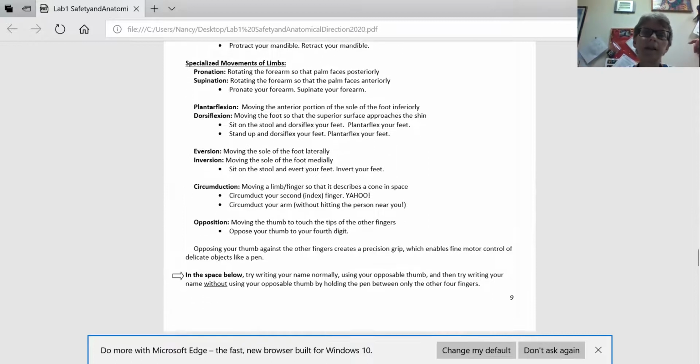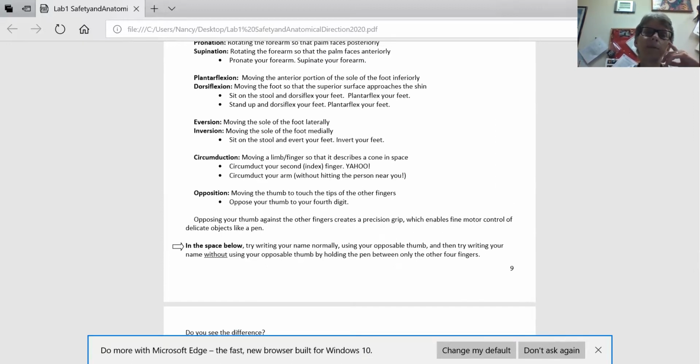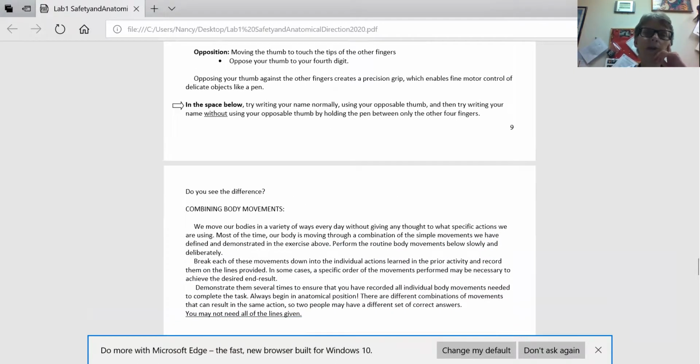Okay? And then there are some specialized terms just for the limbs. Pronation and supination refers to the forearms. Again, so pronation would be your palms facing posteriorly. Supination, your palms are facing anteriorly. Dorsiflexion and plantar flexion, those refer to your foot. Plantar flexion is what ballerinas do. They go up on their toes. That's plantar flexing. Whereas dorsiflexion, you're back on your heels. Okay, so you're going to read through those and practice those movements.